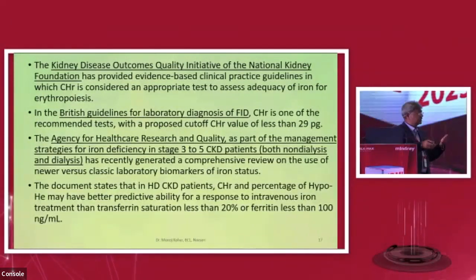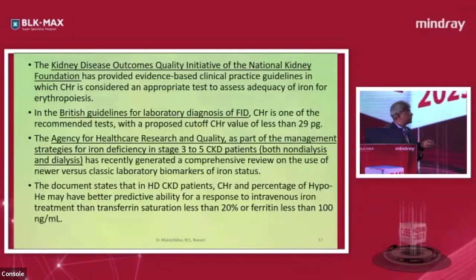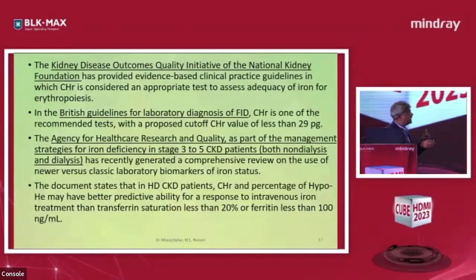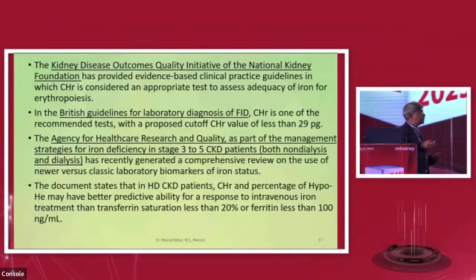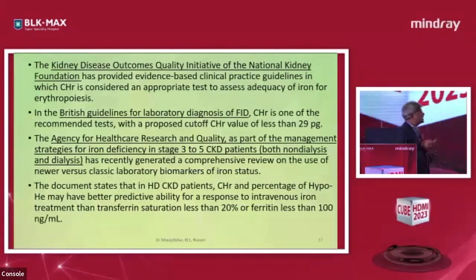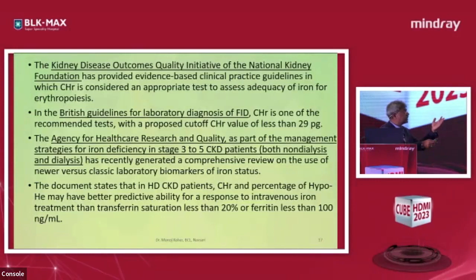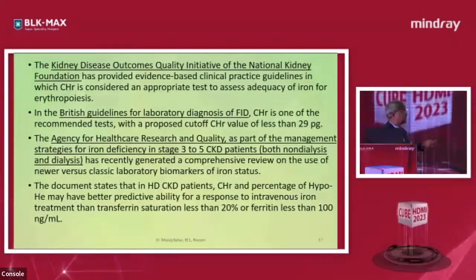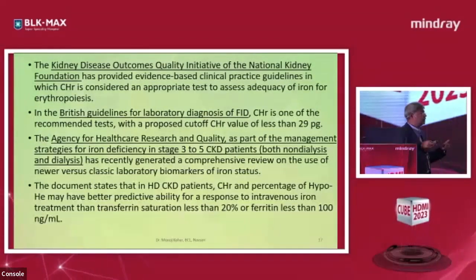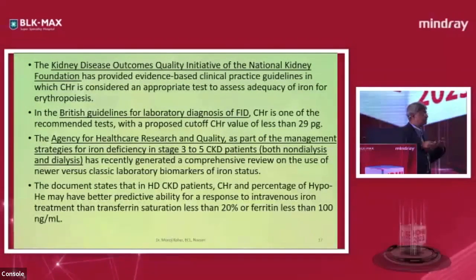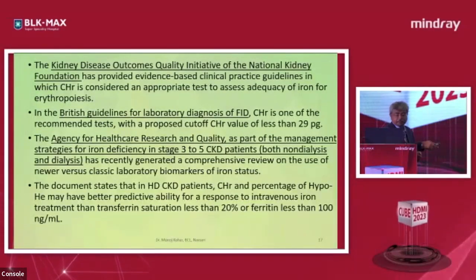So there are various guidelines, as Dr. Sukesh sir was also discussing, and the question was from the audience also, that there are various guidelines which recommend the use of CHR for treating those patients of chronic kidney disease. So you have the Kidney Disease Outcome Quality Initiative of National Kidney Foundation, then British Guidelines for Laboratory Diagnosis of Functional Iron Deficiency, and then the Agency for Healthcare Research and Quality. All of them recommend the use of CHR in the treatment, and they recommend a cutoff of about 29 picogram.